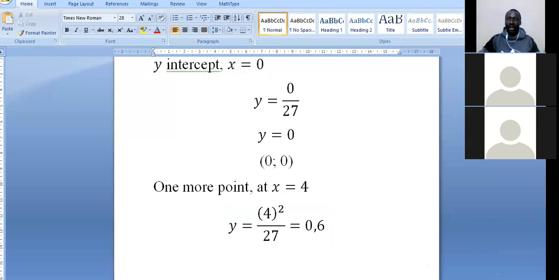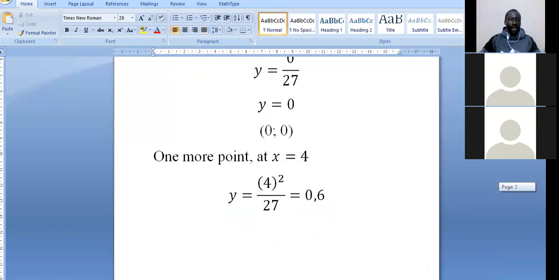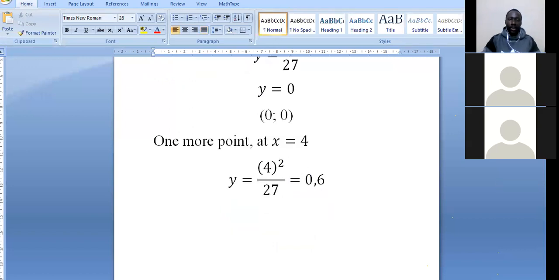Let me just put it right down here on the coordinate system. It's going to be 4 for x and 0.6 for y, for the function. So there we go. Let's look for 4 for x and 0.6.